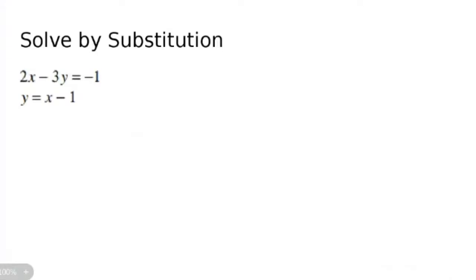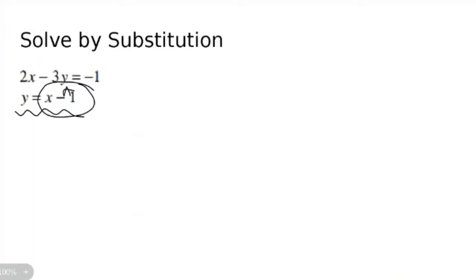Substitution again. In order to solve by substitution, I have to take one of the equations and solve it for one of the variables. Oh, look, the bottom equation is already solved for y. Y happens to be x minus 1. So if y is x minus 1 on the bottom, why don't I change the y on the top to x minus 1?